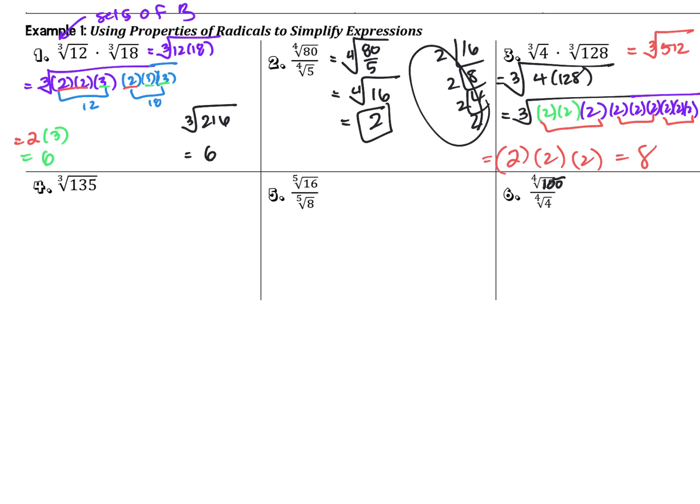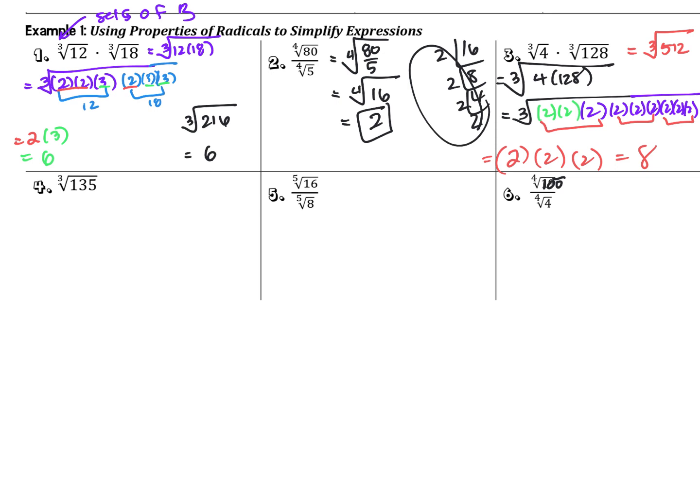For number 4, there's no multiplication or division happening, so we just need to make a factor tree and see if the cube root of 135 simplifies at all. So I'm going to encourage you, pause the video, work through these last 3 problems on your own, and then unpause the video and see how you did.